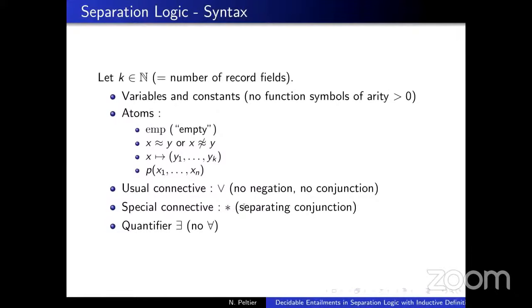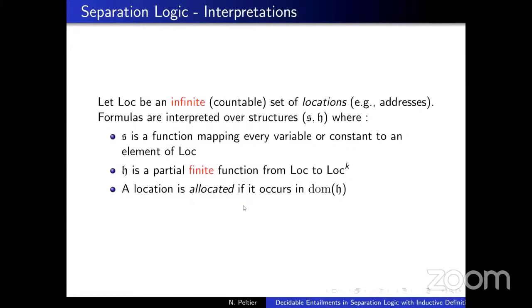Such formulas are interpreted in structures defined by a given infinite set of locations or memory addresses, a function S called store, which is a function mapping every variable or constant to a location, and a function H called heap, which is a partial finite function mapping some locations to a record of locations. A location is allocated if it occurs in the domain of the heap.